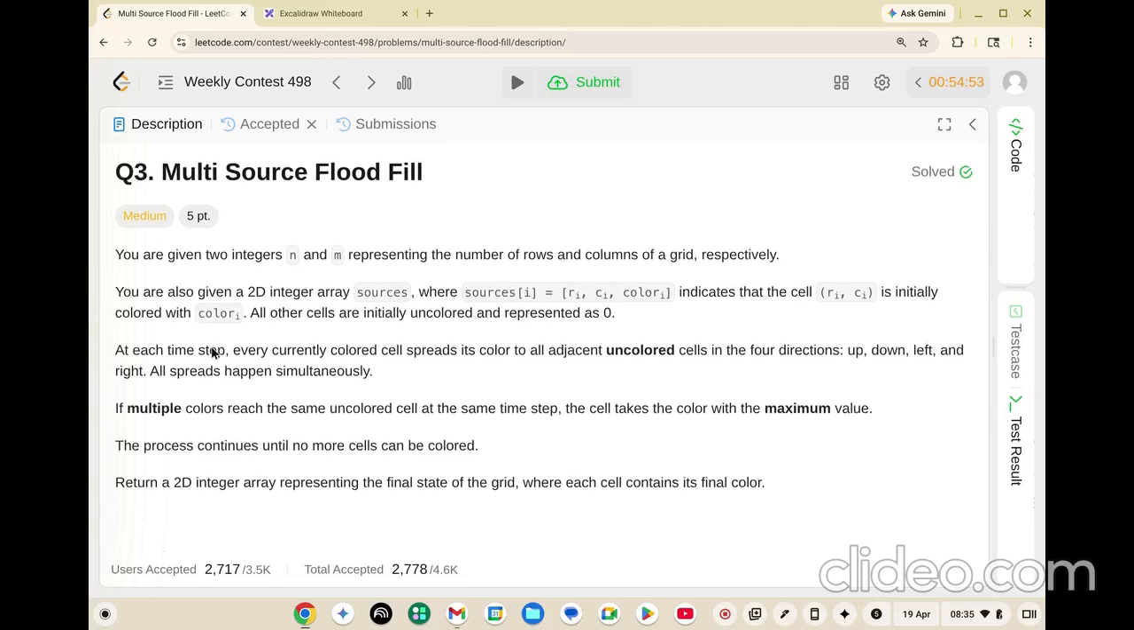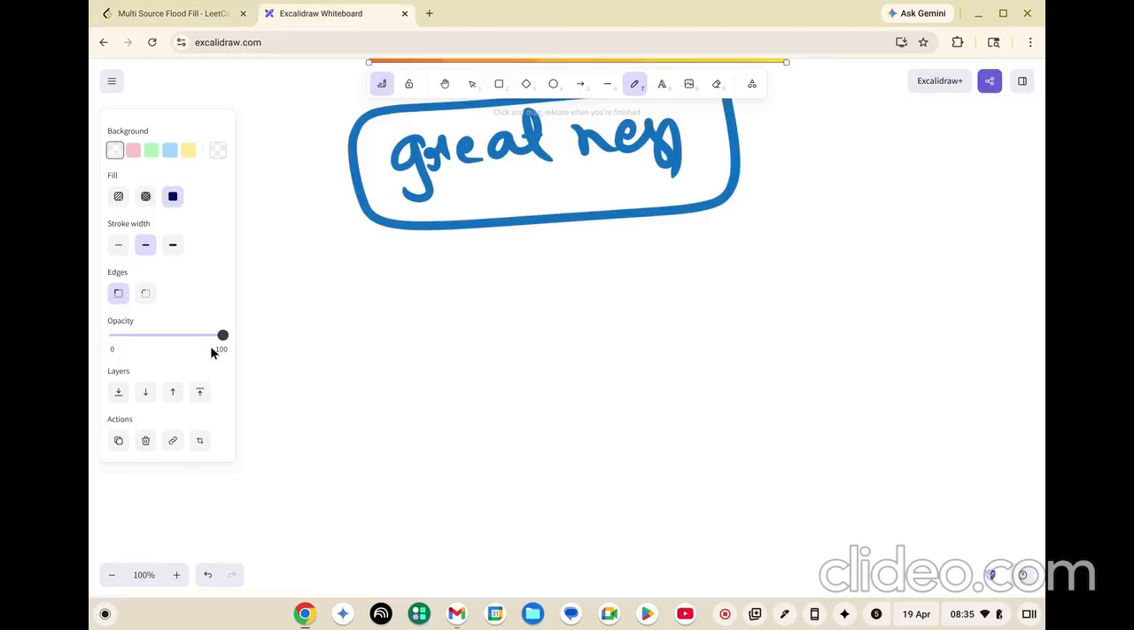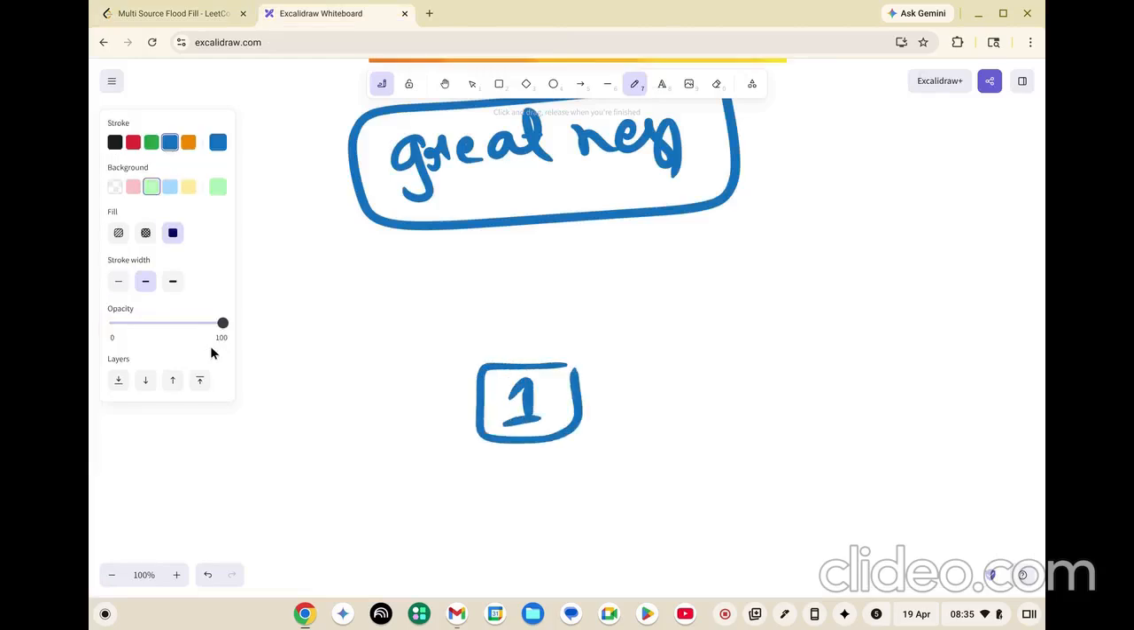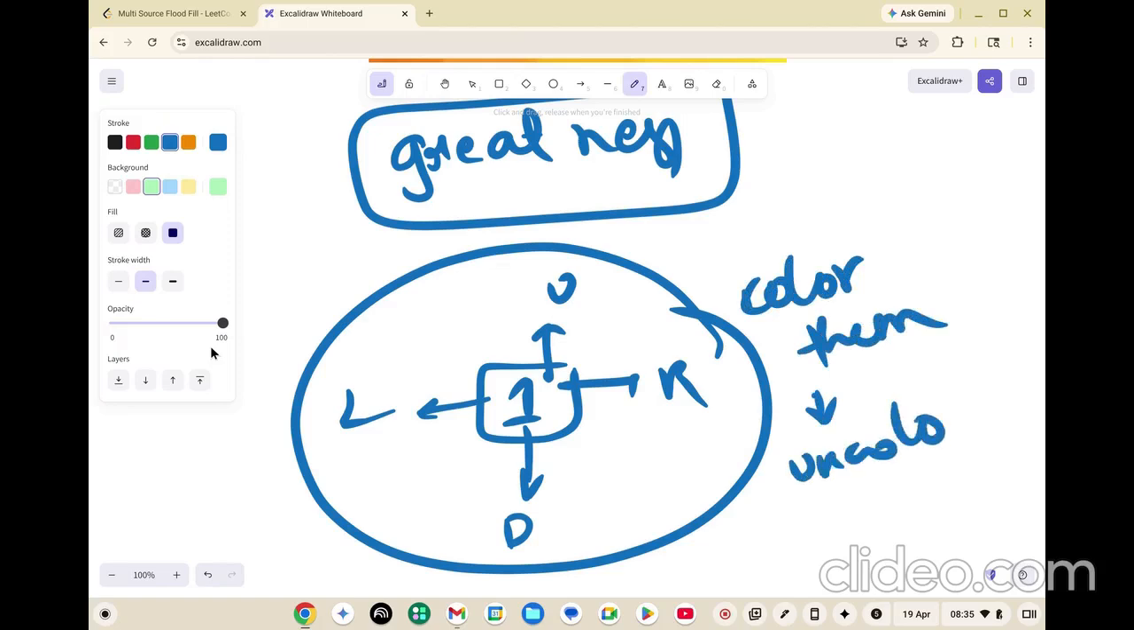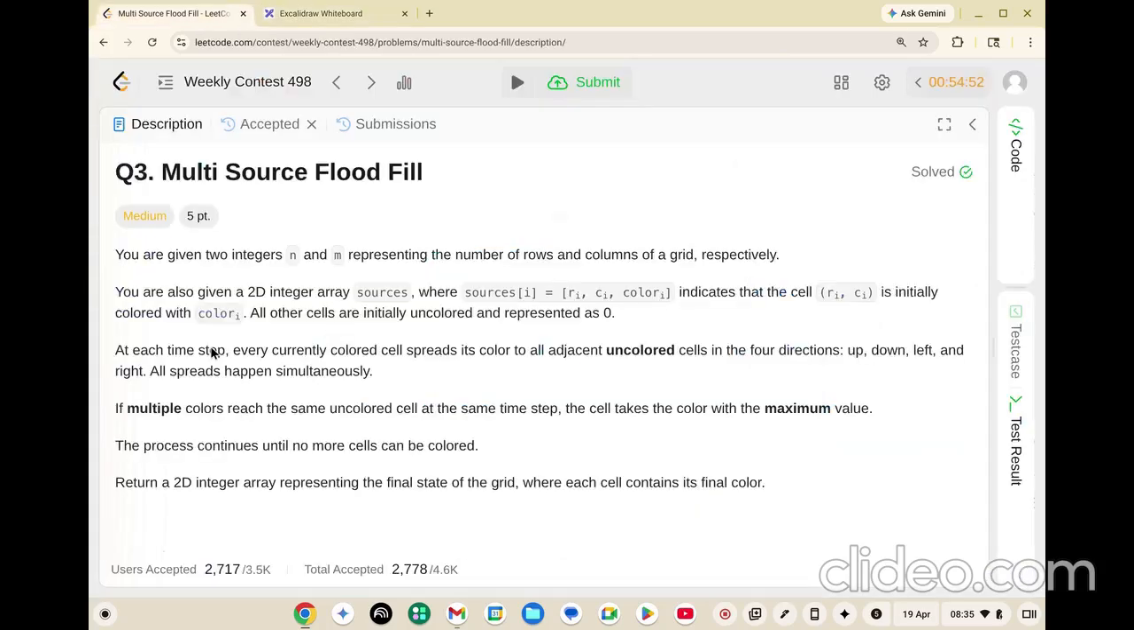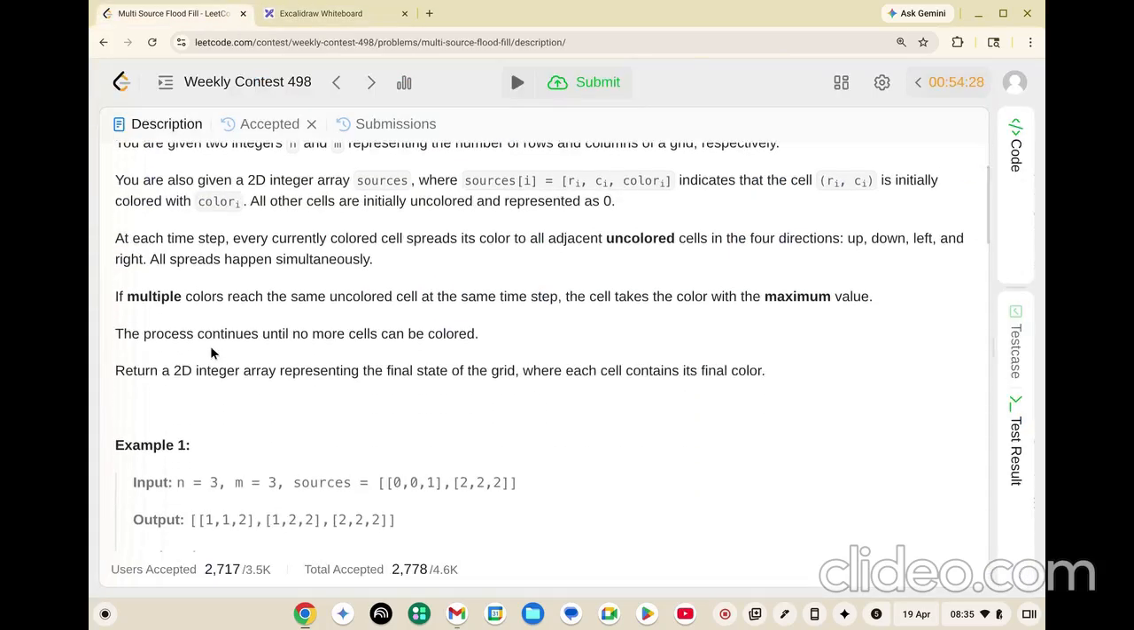All of this happens simultaneously. Let's say this was the color 1. What will it do? All the adjacent cells, up, left, right, and down, it will color them if they are uncolored. I hope till this point the English of the problem statement is clear. If multiple colors reach the same uncolored cell at the same time, the cell takes the color with the maximum value.